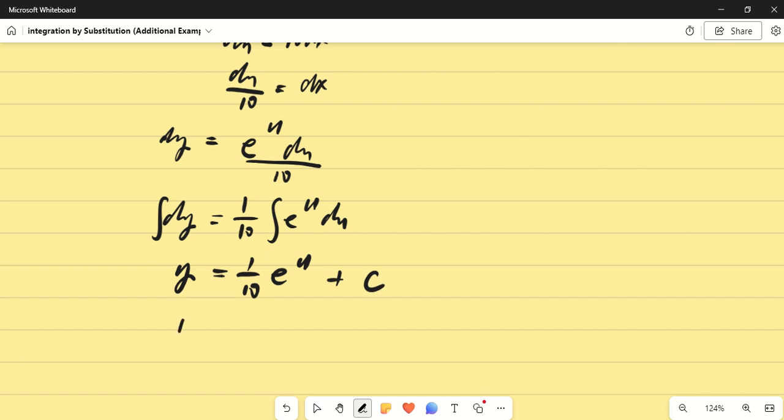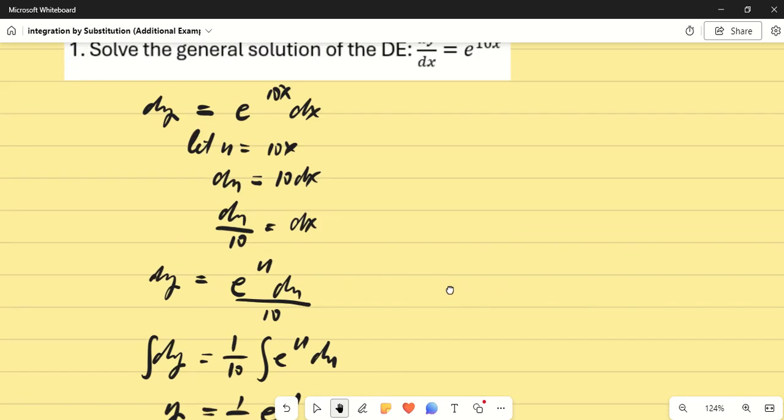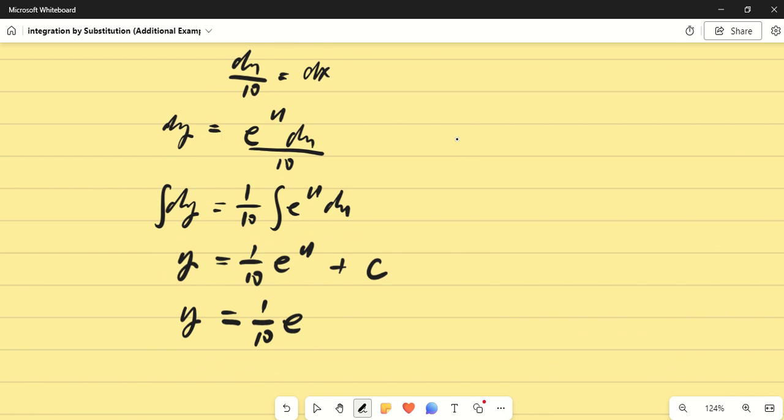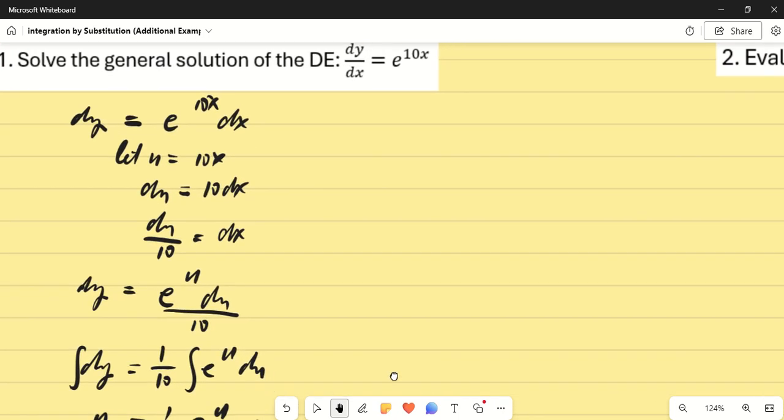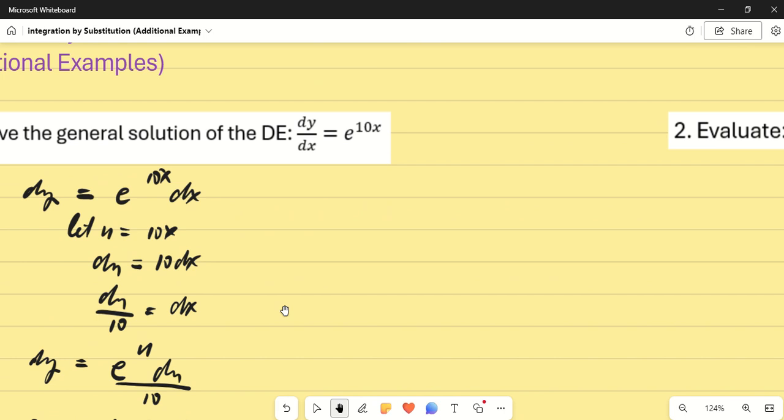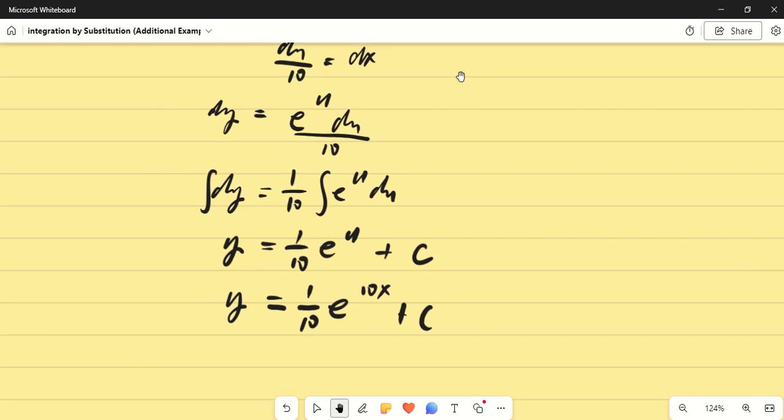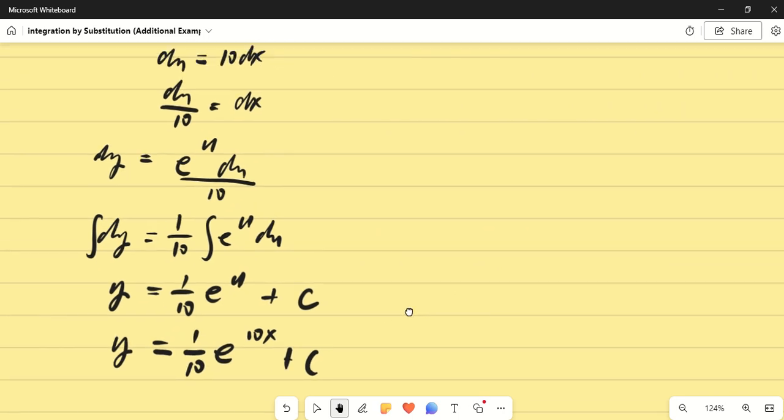Okay, so our general solution for this differential equation will now then be 1 over 10 e, and then we write the original expression. So your u here is 10x originally, so you write e raised to 10x plus the arbitrary constant c. So that's the general solution of our differential equation dy over dx is equal to e raised to 10x. So that is y is equal to 1 over 10 e raised to 10x plus the arbitrary constant c.